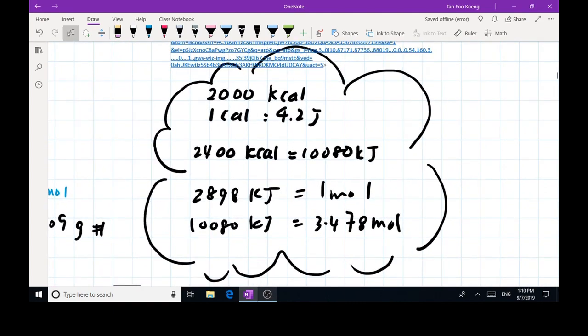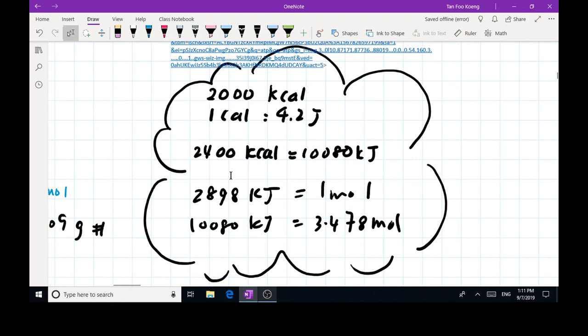Now, here is some information for your knowledge. 1 calorie is equivalent to 4.2 joule. Normally the food label will state the energy content in terms of calorie, but what we learn here is joule. So what is the relationship between calorie and joule? Here we know 1 calorie is equivalent to 4.2 joule.